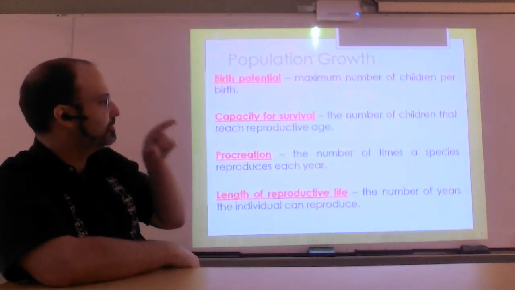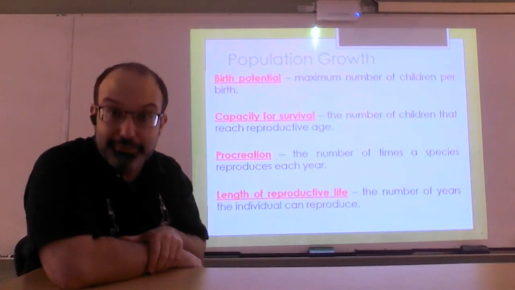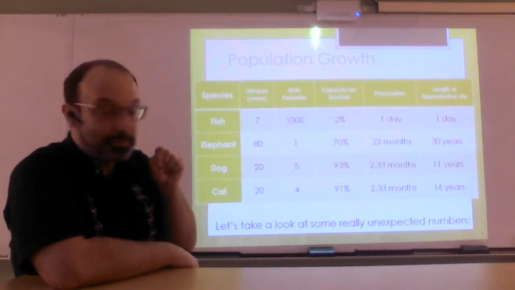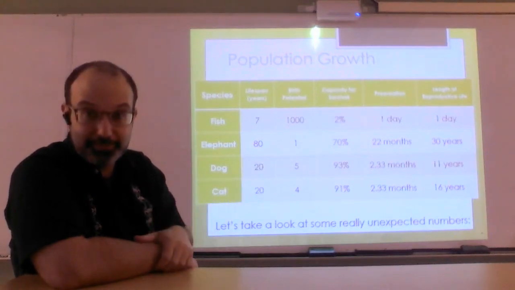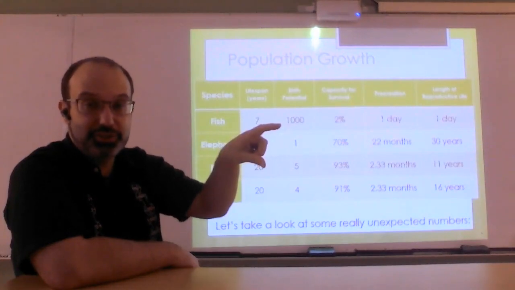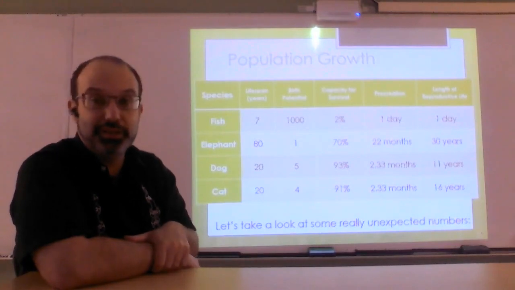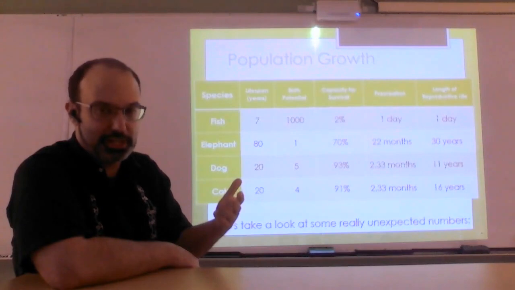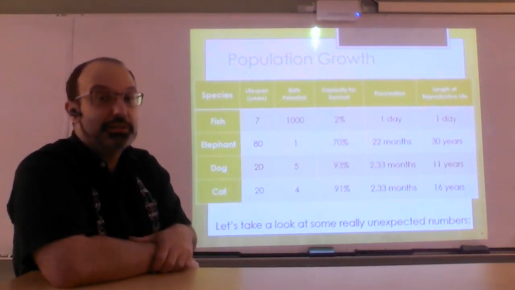So that's birth potential. Capacity for survival, the number of children that reach the reproductive age. So how many of the kids actually survive? Well, take a look here. Fish, 2%. Compare that to the elephants at 70% and cats and dogs, which are in the 90s. So these guys don't have nearly as many kids as the fish do, but they survive a lot better, right? You're not getting many fish making it to being reproductive age. Now that's because some of them are eaten when they're young, some of them are eaten when they're older, some of them die for other reasons.